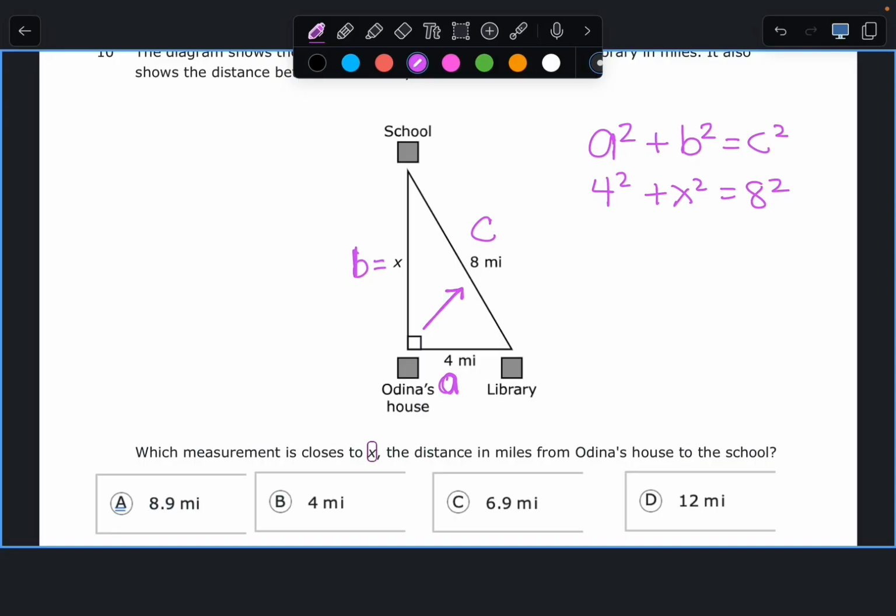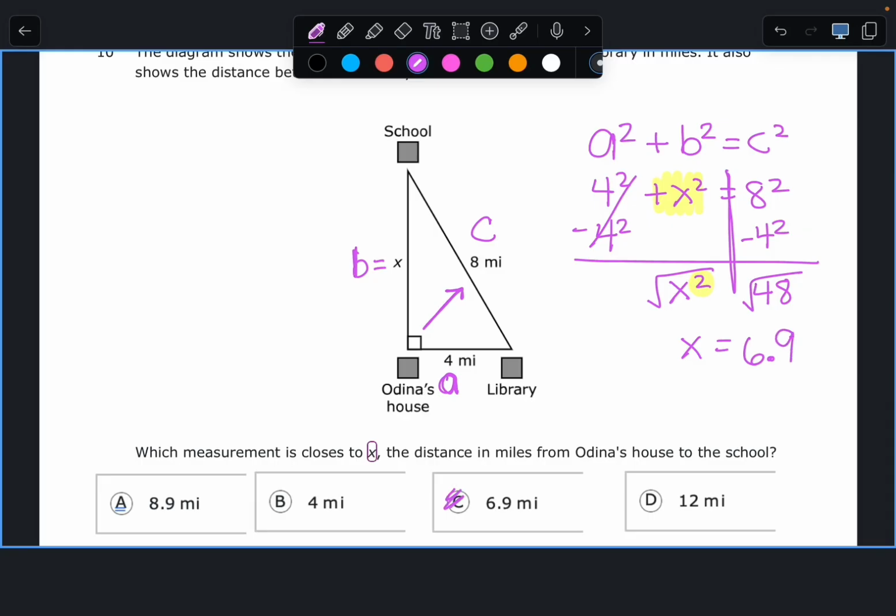Now, if I'm solving for x squared, how do I move the 4 squared to the other side? Change it to a negative. And then what's 8 squared minus 4 squared? They're squared, so don't do 8 minus 4. Type in 8 squared minus 4 squared. 48. Now, how do you get rid of the squared? Square root. So now take the square root of 48. 6.9. So your answer is C.